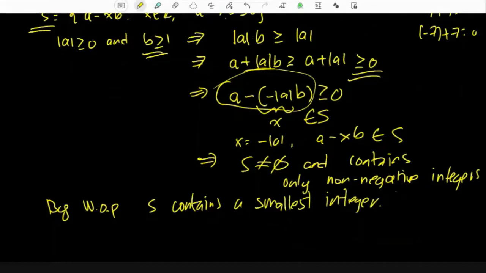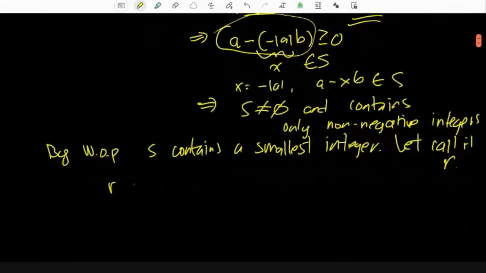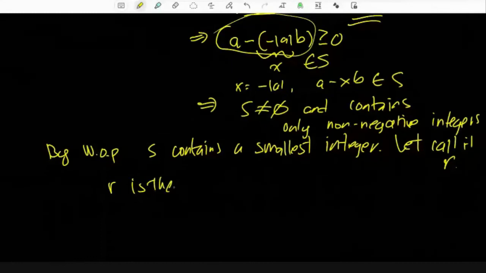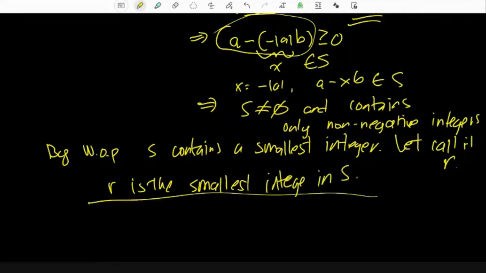So let's call this R na lang. Let's call it R. Okay. So nakita natin na si R is the smallest integer in S. Okay. So sure tayo na may nag-exist na ganong value. So kung ano man yung value na yun, tawagin natin R. So yun lang yung sinasabi.